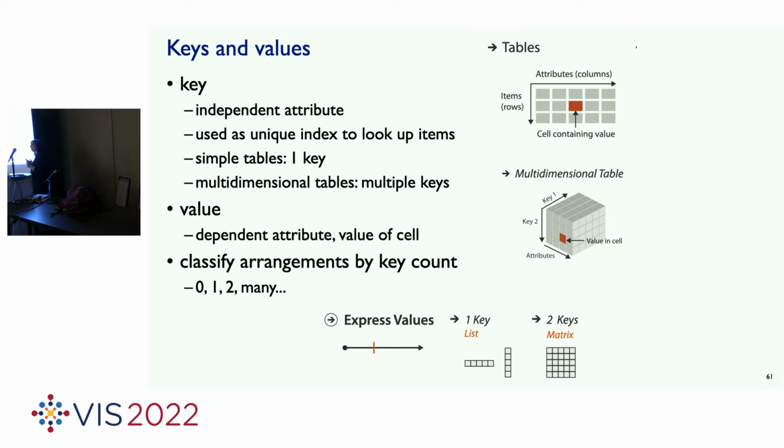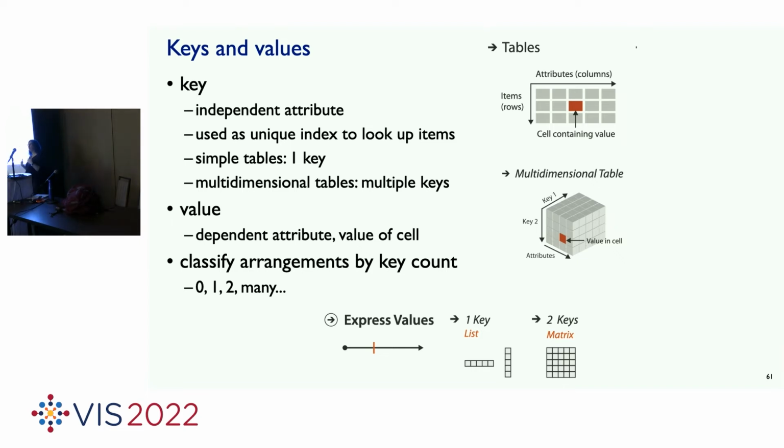So I'm going to bring up this idea of a key and a value. For those of you with a CS background, this is maybe straightforward to think about. For those of you with a stats background, you might tend to call these independent versus dependent variables. But let's think of a key as an index. It's something you use to look up an item. And if you've got a simple flat table, then you'll have one key.